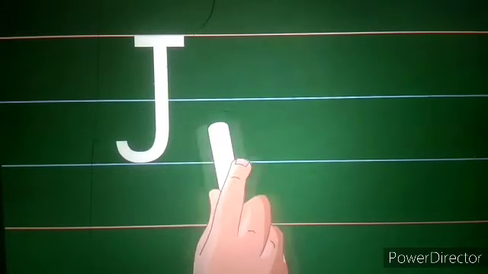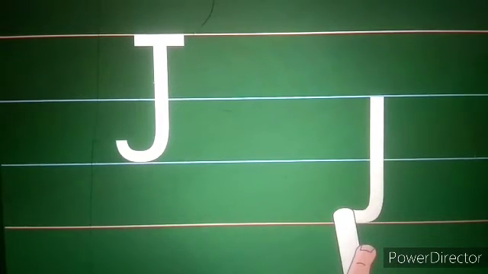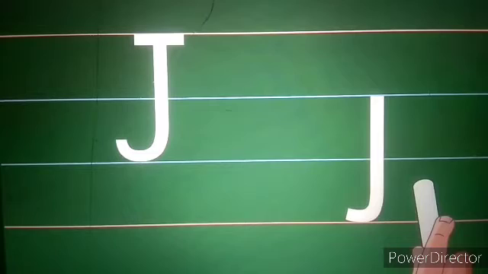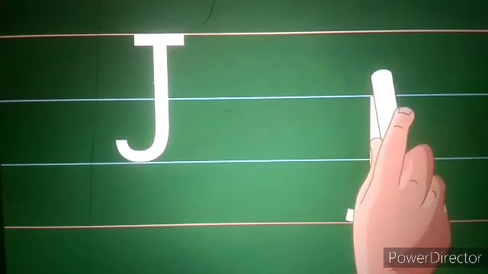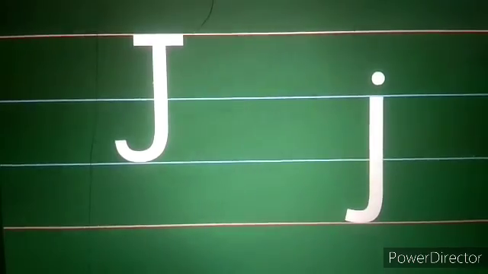Next, small j. Draw a standing line from the middle. Go down below the bottom with a small backward curve. Add a small dot above the line. It is small letter j.